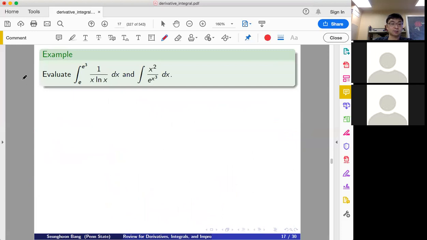The next one. Here, how can you solve? The integral of 1 over x times ln of x dx. How can you solve? So which method do you want to use? Use substitution, integration by parts, trigonometric substitution, or partial fractions. So which method do you want to use for solving this integral problem?